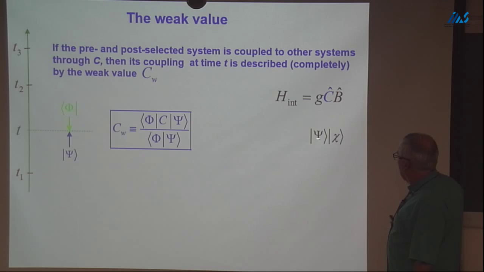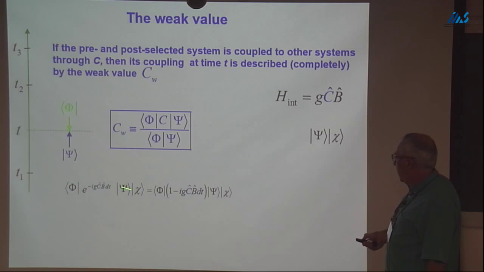Psi is the state of my system. Chi is the state of my measuring device. Then this is a coupling, a coupling for a short time dt, an infinitesimal time. Then I make a post-selection on phi. Now I can play with it.